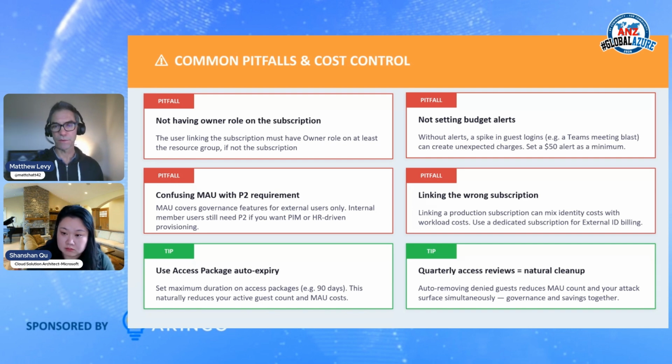And then the 2 tips at the bottom are just positive things. Use access package auto expiry as a feature, and run quarterly access reviews. Both of those will reduce your active guest accounts, which directly reduces your monthly active user exposure and your attack surface at the same time.